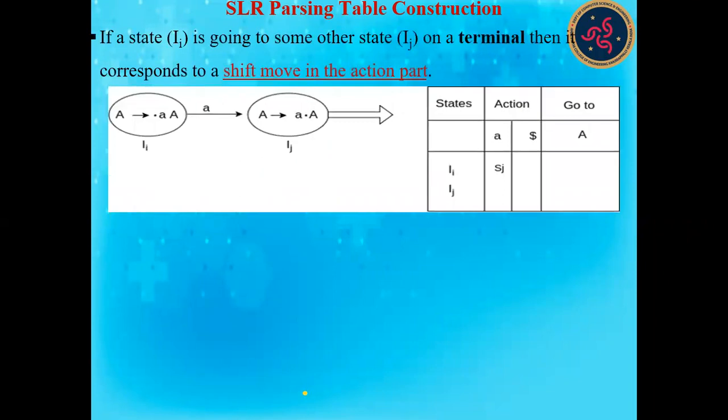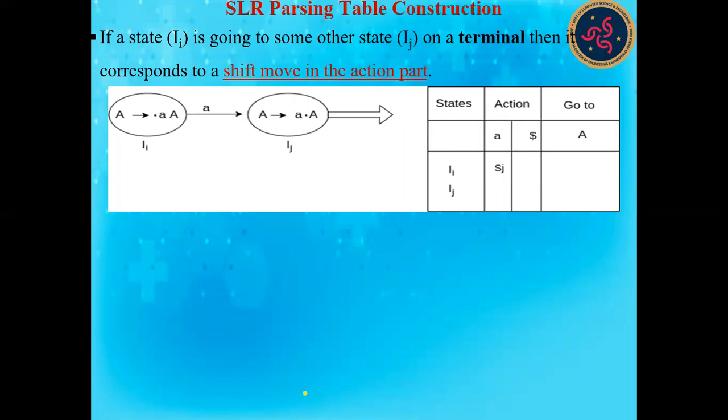If your state is Ii and you are moving to a new state Ij, and you have a small letter terminal symbol a, then what you have to do in the table. Here the parsing table will have an action part as well as a goto part, and the row and column represent all the symbols. The terminals as well as the non-terminal symbols will be represented inside the goto part, and the terminal symbols and the dollar symbol will be inside the action part. The rows represent the states. All the states will be represented here.